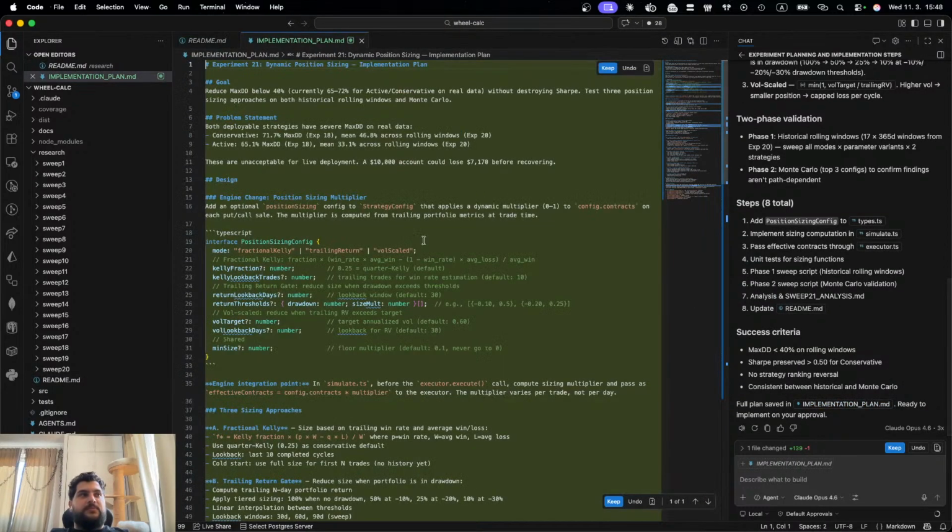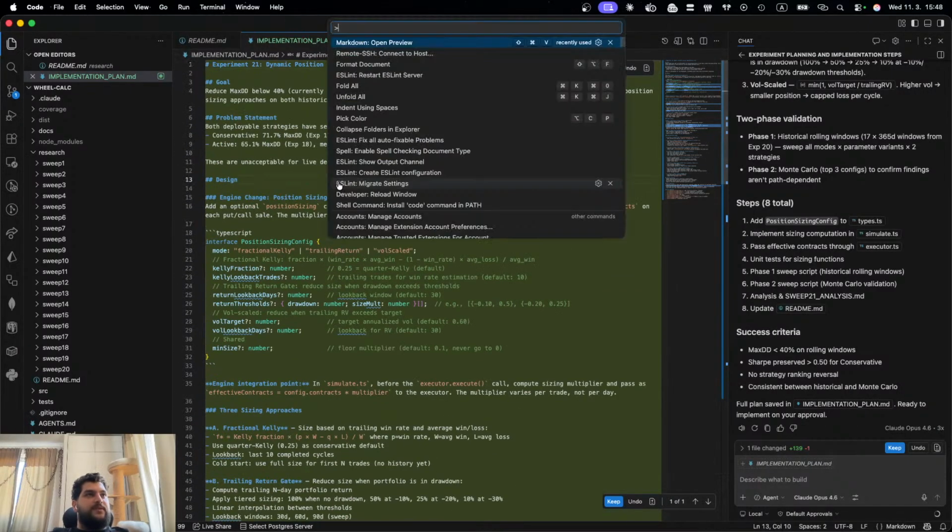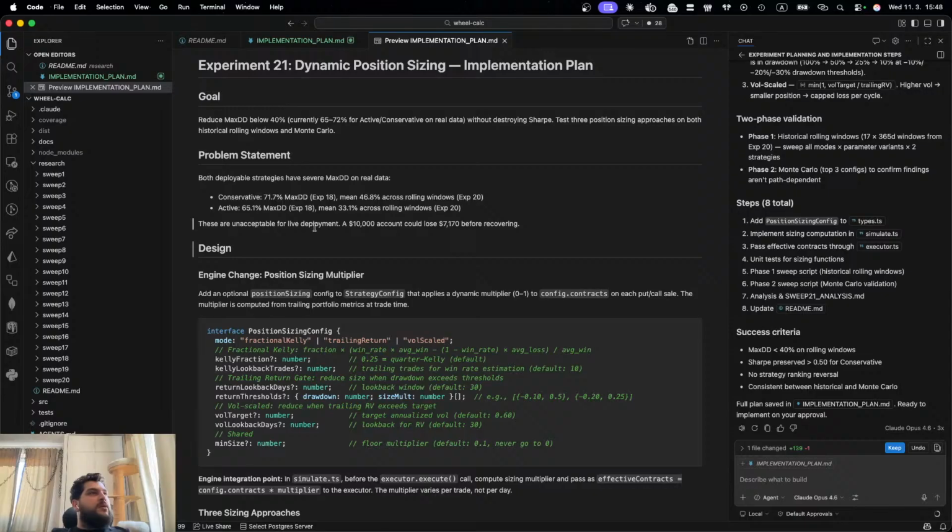So yeah, practice makes perfect. Let's take a look here. It requires some changes. Okay, I'm gonna read the plan then. So experiment 21 is dynamic position sizing. Reduce max drawdown below 40%. This is our goal, without destroying Sharpe. Test 3 position sizing approaches on both historical rolling windows and Monte Carlo.